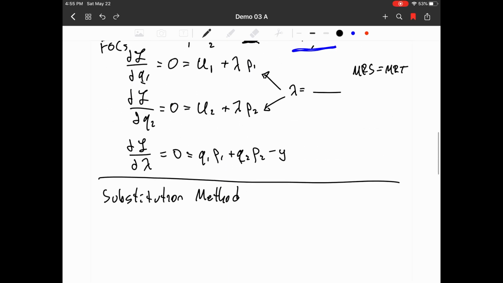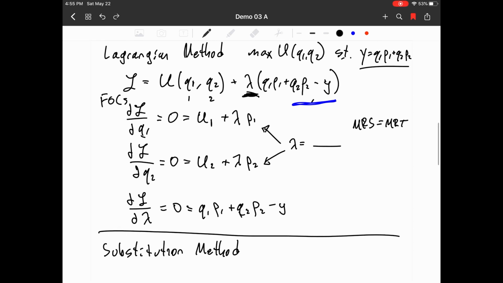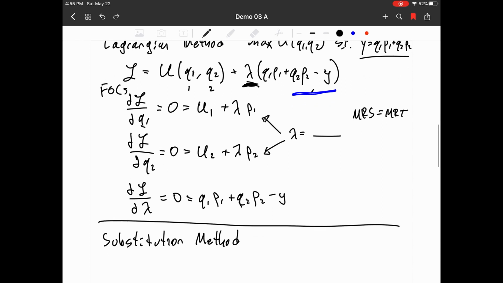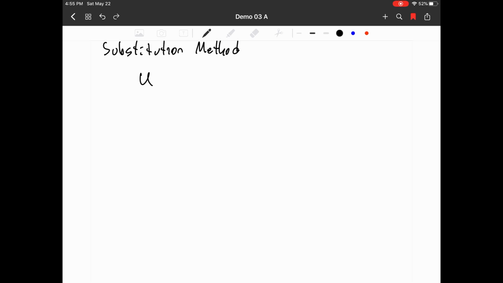So where above we were actually introducing a new variable, this Lagrange multiplier, we're going to do something slightly different. So we're going to have our utility function, u of q1 and q2, subject to some constraint, which is y is equal to p1 q1 plus p2 q2. And then we're going to try to maximize this. Instead, we're going to combine both of these functions into one.